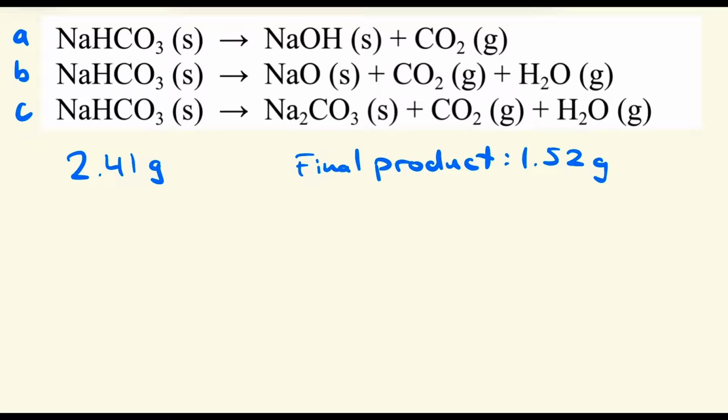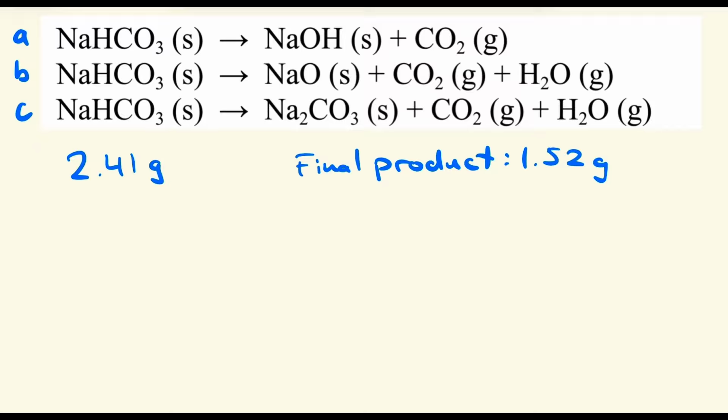Now what we want to do is match this 1.52 grams with one of the 3 possible solid products from reactions A, B, and C, which is either going to be sodium hydroxide, sodium oxide, or sodium carbonate. So what we need to do is figure out the theoretical yields for all 3 of these solid products, and whatever the theoretical yield is closest to our final product, that's what we will know we have the correct equation.